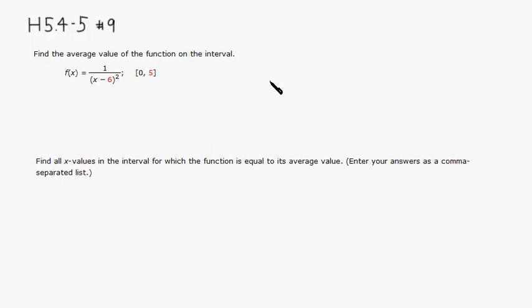Remember that there's a formula for average value of a function. It's something like average value is equal to 1 over b minus a, which is just dividing by the length of the interval, times the integral from a to b of f of x dx. Alright, so let's just follow that.